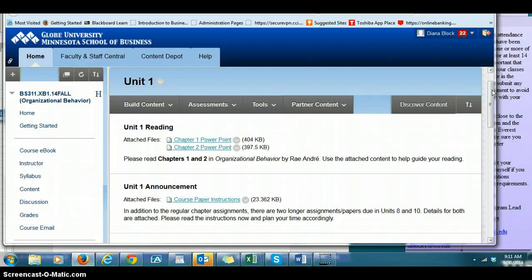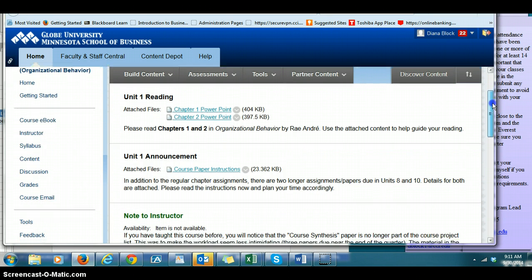So to get started, I want to take a look at the course itself and give you an overview of the format of how we're going to attack studying organizational behavior. This is your Unit 1 content area, and every week you're going to have some reading. This week you've got Unit 1 reading. It consists of chapters 1 and 2 in our textbook, and every week I'll have the PowerPoints that go along with those chapters attached as well.